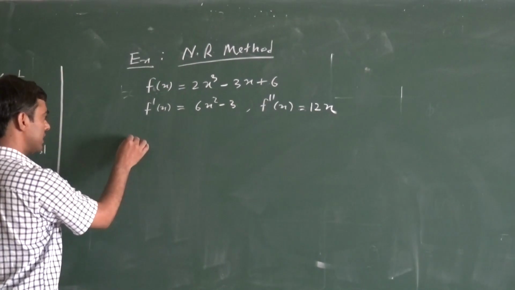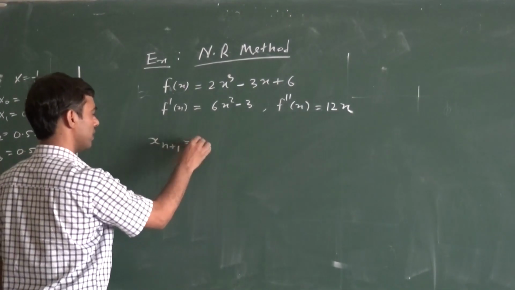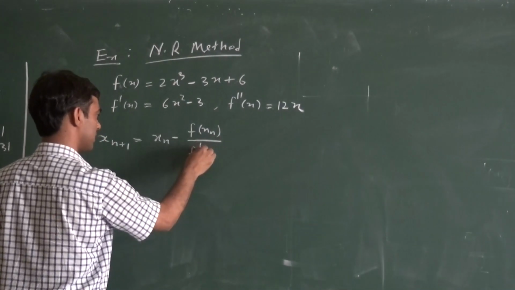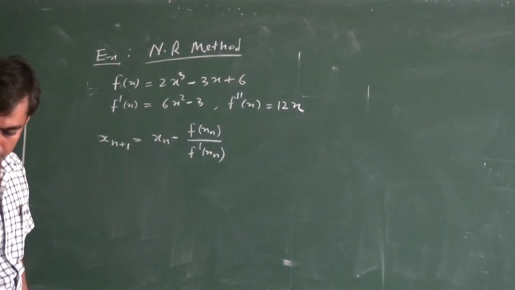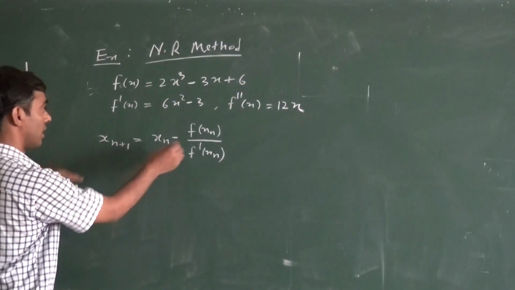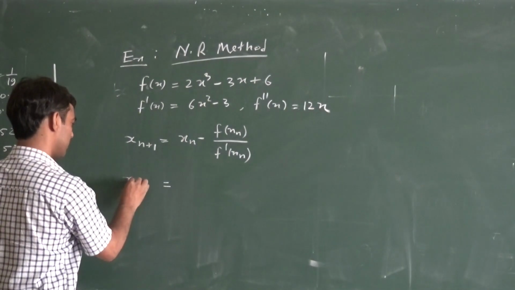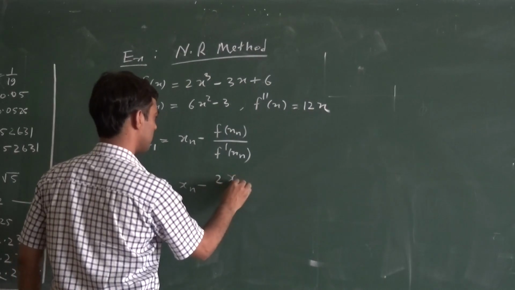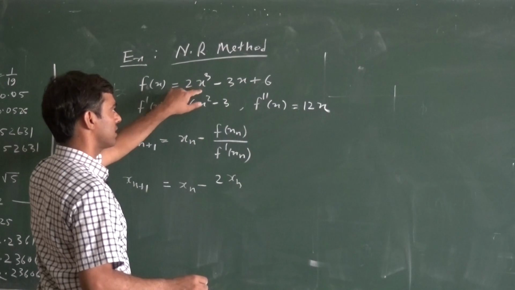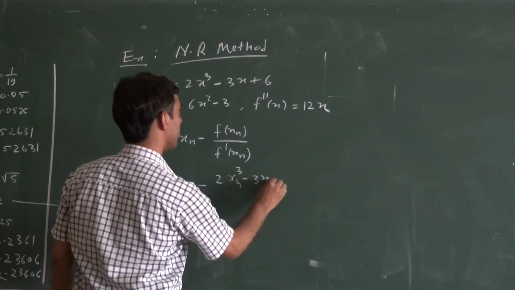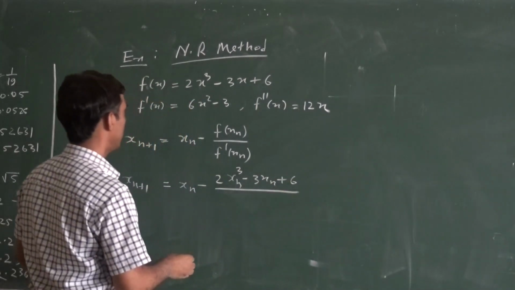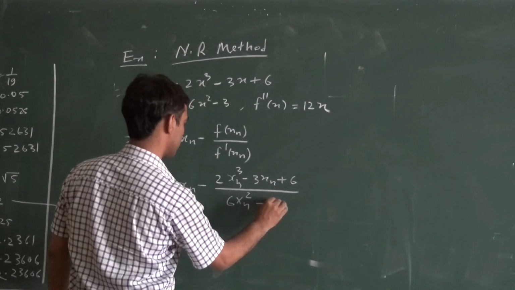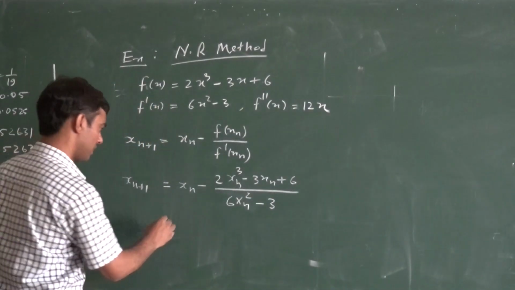Now, what is the iterative scheme? The iterative scheme becomes x n plus 1 equals x n minus f of x n divided by f dash x n. Here f of x n is 2x n cube minus 3x n plus 6, divided by f dash x n, which is 6x n square minus 3, where in place of x we write x n.